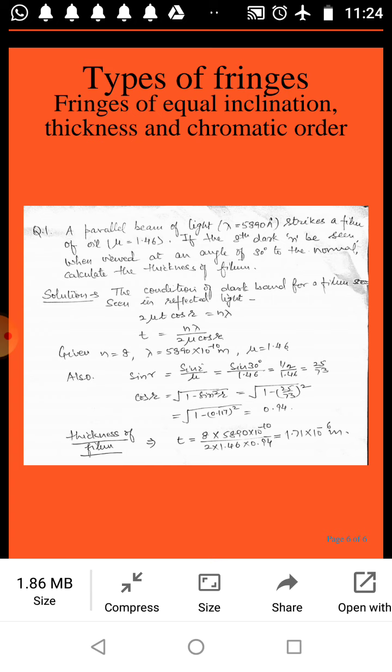By putting all these values, we can calculate the thickness. Then t is equal to 8 into 5890 into 10 to the power minus 10 divided by 2 into the value of mu, 1.46, and the value of cos r, 0.94. By putting all these values and calculating, we get t equal to 1.71 into 10 to the power minus 6 meters. So, we can understand that the thickness of the film is of a very small order in case of interference.